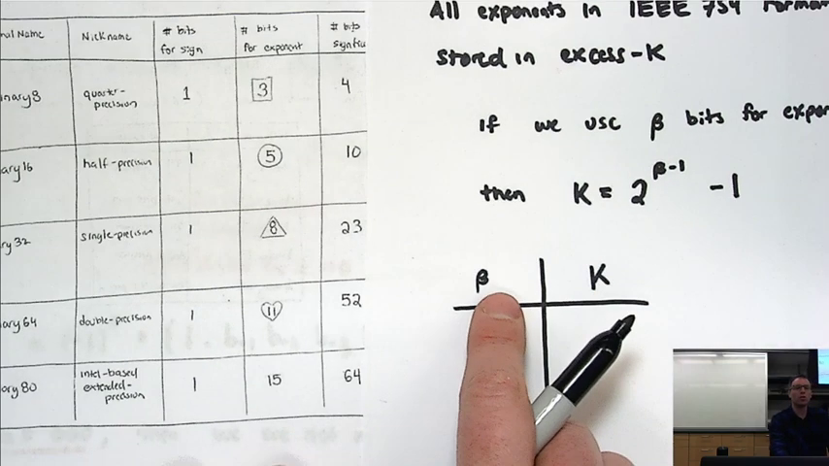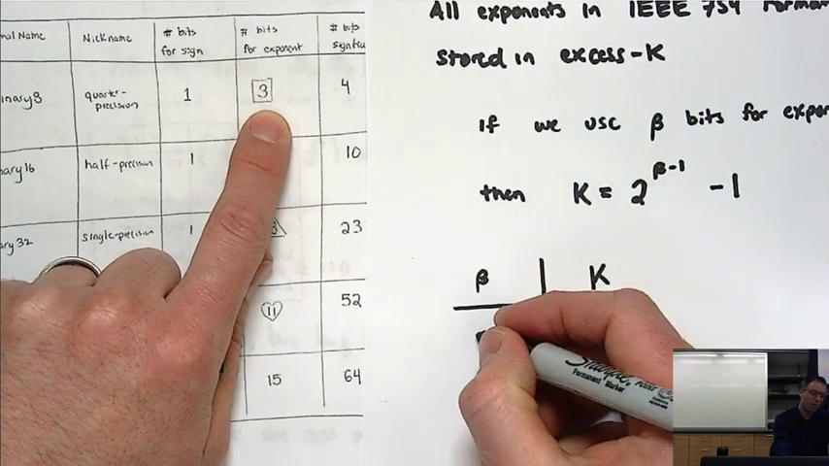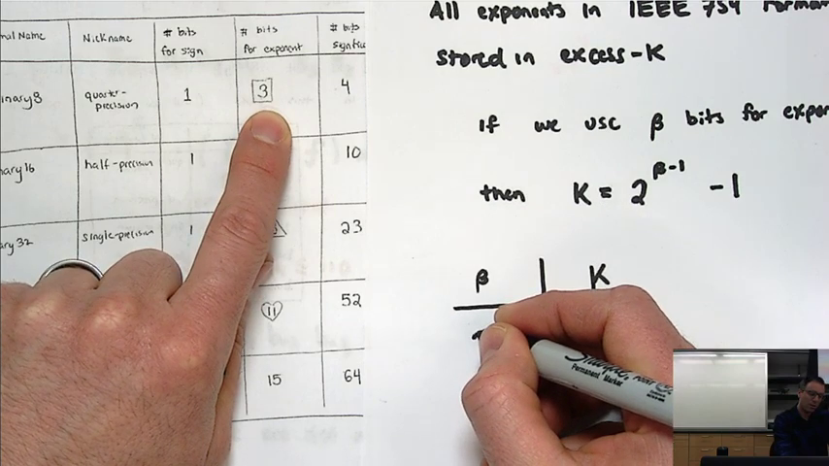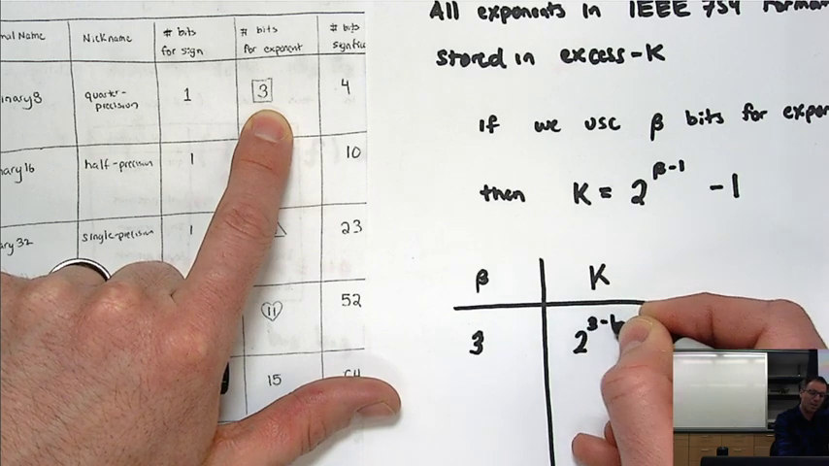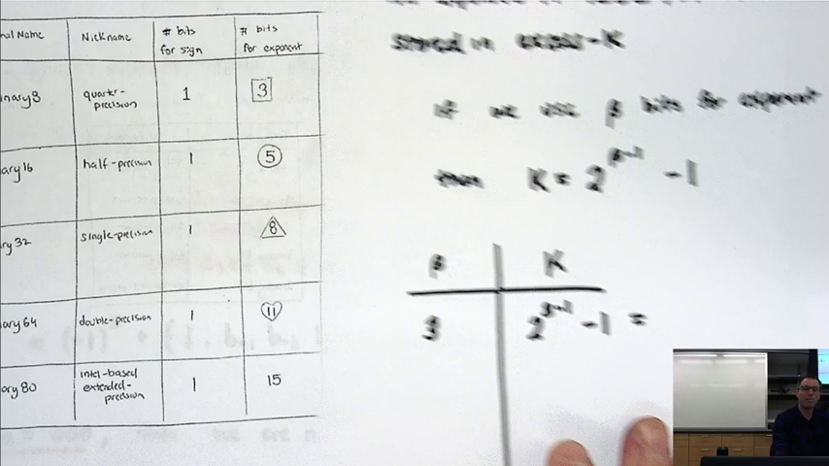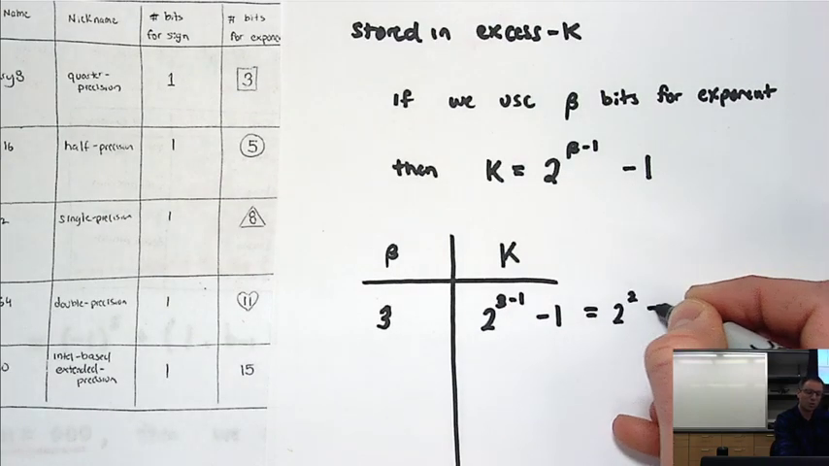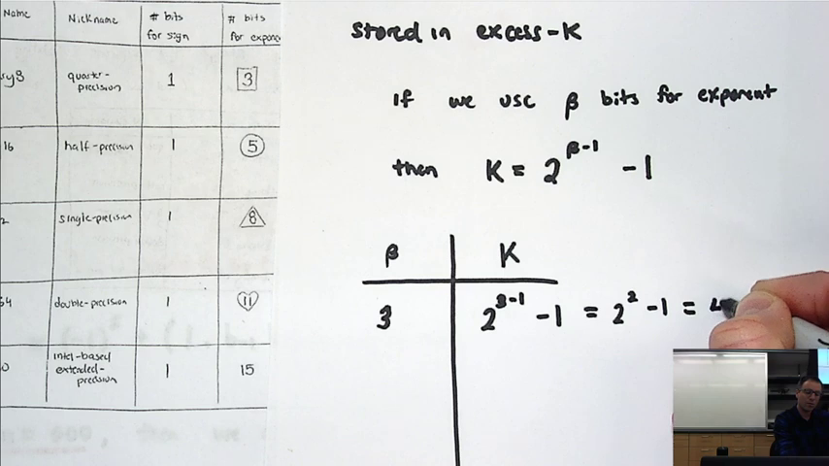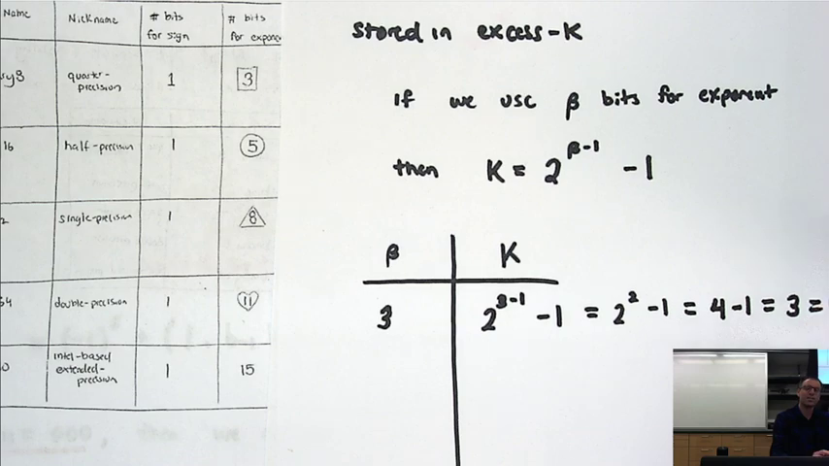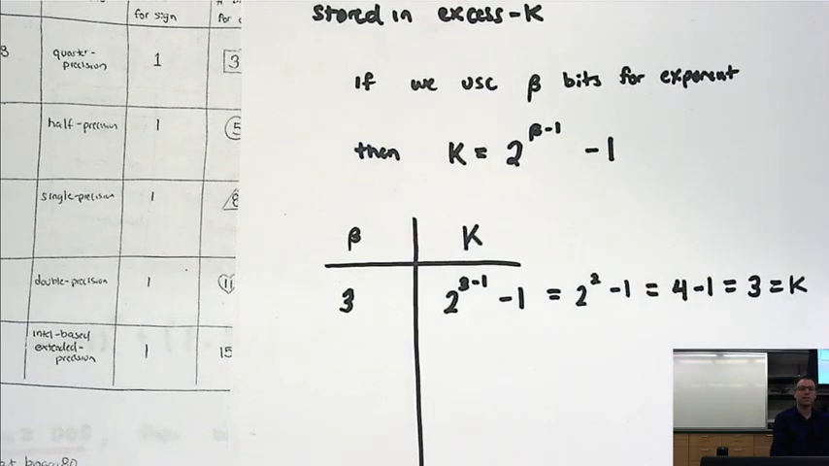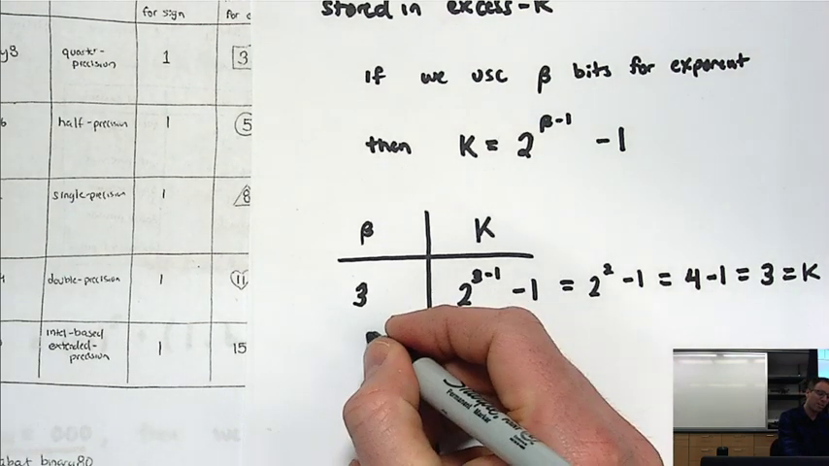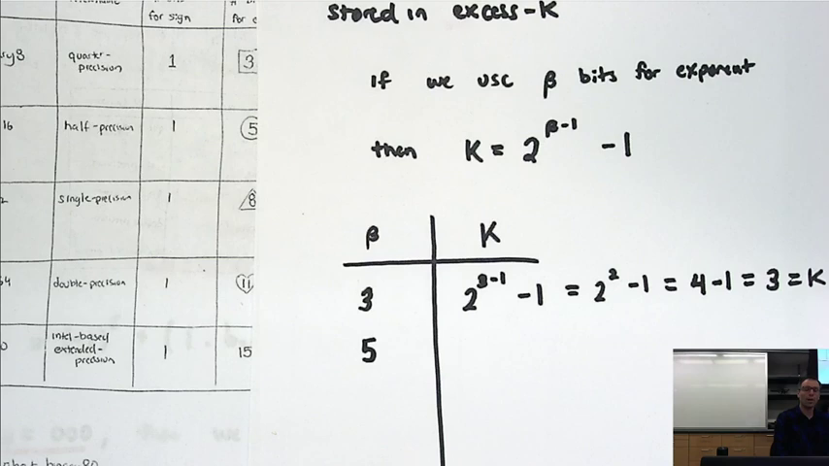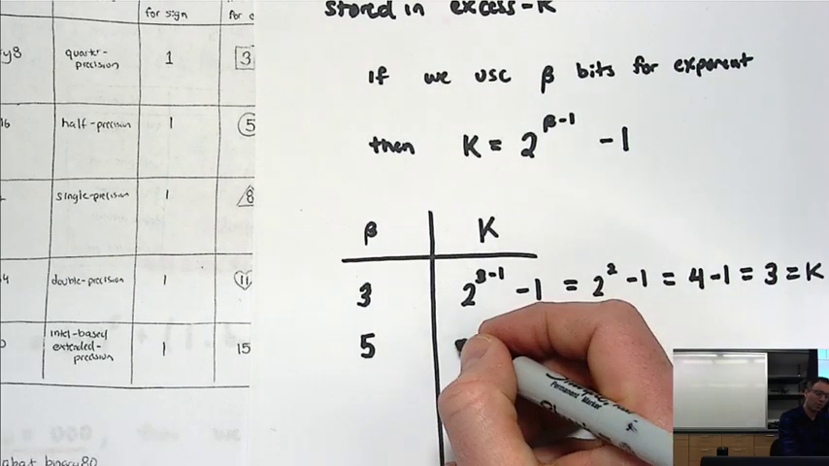Okay, how many bits do we use for quarter precision? 3. So this means that the bias is going to be 2 to the 3 minus 1, minus 1. 3 minus 1 is 2. 2 squared is 4. 4 minus 1 is 3. What's the value of the bias in binary 8? It's 3. Okay, if I store a number with 5 bits in the exponent, what's the corresponding bias?